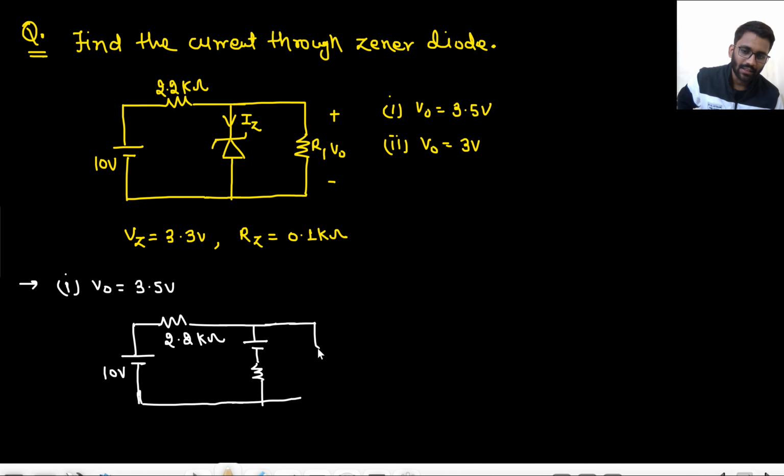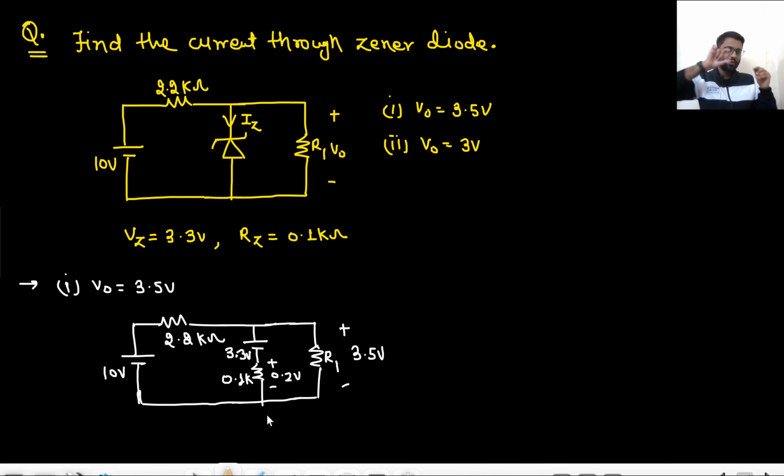Okay, and this is R1. The value of R1 here is 0.1 kilo ohm. Now this is a 3.3 volt battery, and here you are having 3.5 volt. That means the rest of the 0.2 volt you will be having across the 0.1 kilo ohm, because across the whole Zener diode you are having 3.5 volt. 3.3 is eaten by the battery, so the rest of the 0.2 will be across the resistance.